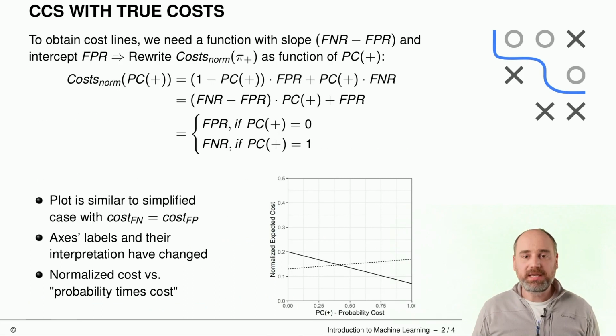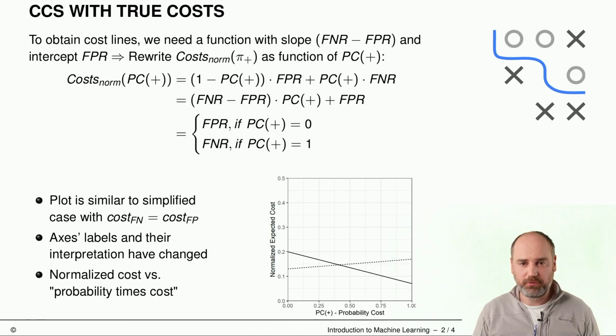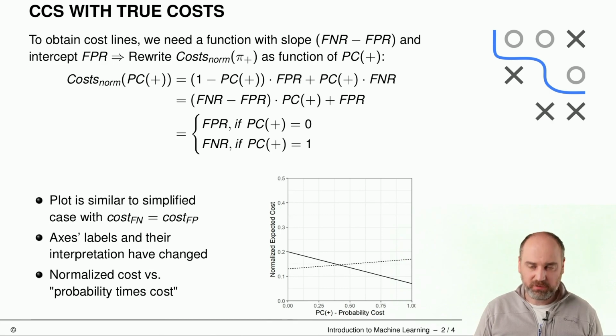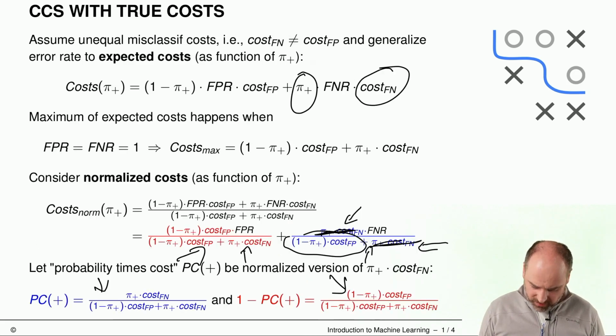So what we now want to do is go back to this nice little structure that we already saw for cost lines in the previous section. So we want to express our normalized costs now as a function where PC plus is the input argument. So we want to plot this in terms of PC plus and arrive at a cost line where the slope is again FNR minus FPR and where the intercept is FPR. And we can take a look at this, whether this works out.